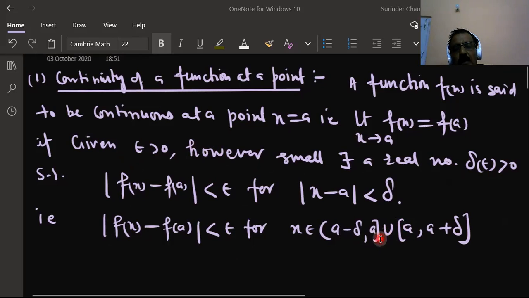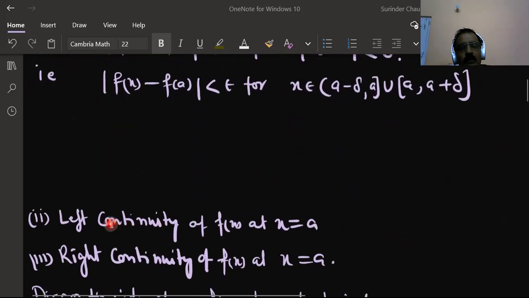So this is called left continuity at x equal to a, and if we take x from the other interval, then we get right continuity of the function at a. The left continuity and right continuity of the function at a depend only upon this domain. If x is from this interval, we get left continuity at a, and if x is from the other, right continuity, provided the inequality holds true, and given epsilon we can find the relation between delta and epsilon.